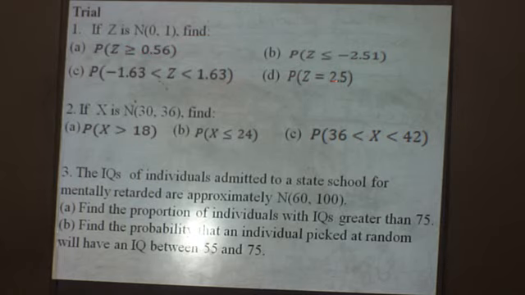You come to the second aspect, that one, it is in the case of the random variable x. That means you have to convert it to z-score before you use it.